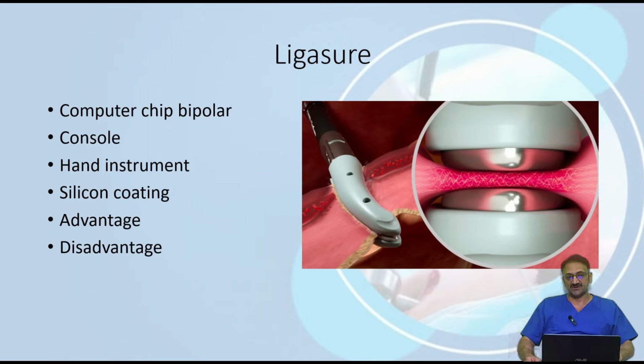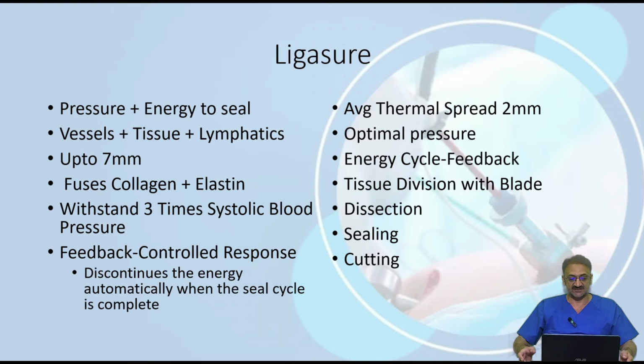Then comes the ligasure. Ligasure basically is a bipolar diathermy, but it has got a computer chip in it. The computer chip is sensing the status of the tissue which is held between the two claws or the jaws of the instrument. It has got a console and a hand instrument, and the hand instrument has got a silicone coating in order to reduce the chances of collateral damage. The advantages and disadvantages can be discussed here.